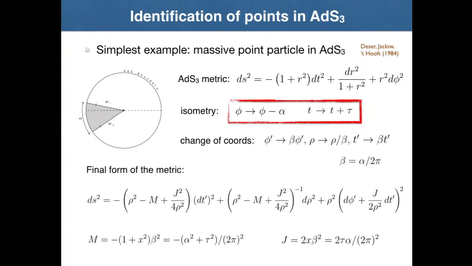You just rescale all your coordinates. I want to rescale the angular coordinate so as to obtain the usual range. But in order to preserve the BTZ-like form of the metric, I also have to rescale the radial and time coordinates. And at the end of the story, this is the final form of the metric that I obtain. It looks like the BTZ metric with a crucial difference: the mass is negative. And this explains why I'm describing a particle, because point particles are considered to live in a sort of phase space of AdS3 gravity, like this.